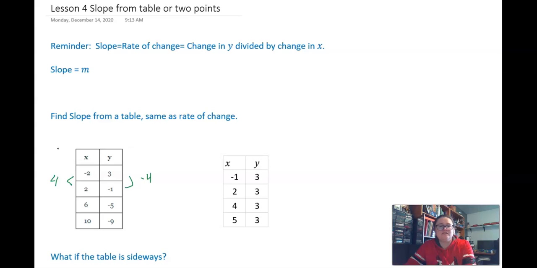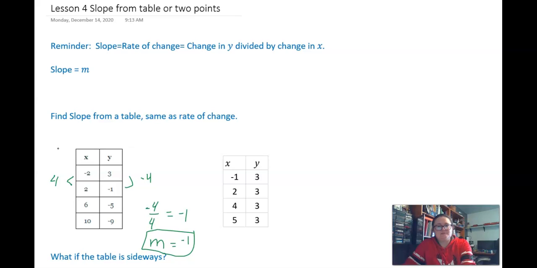So then, since we know this is linear, we don't have to do all of them. We just do one set. And it doesn't matter which two you pick. You could pick the bottom two or the top two. Either way, we're going to get the same number because it's linear. So just pick 2, subtract, and then remember we divide y's divided by x. So it's going to be negative 4 divided by 4, which is negative 1. So our slope is negative 1. So that's how we find slope from a table.